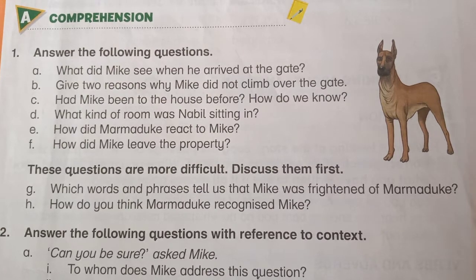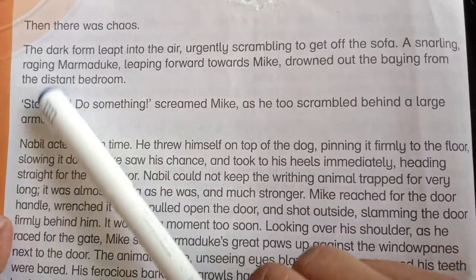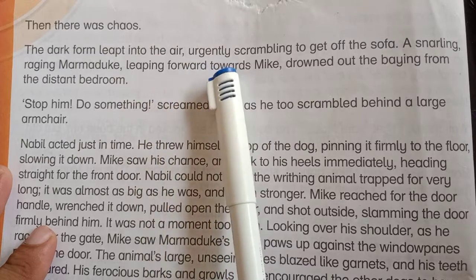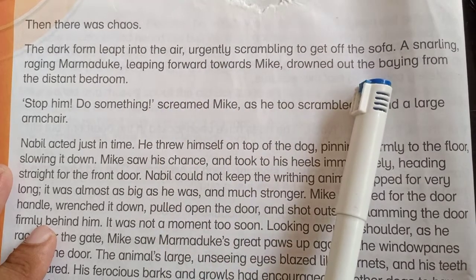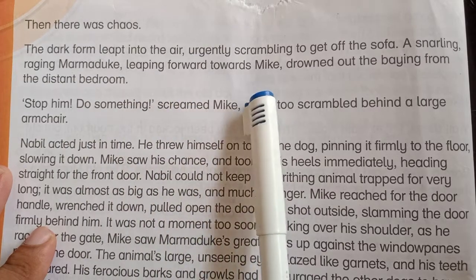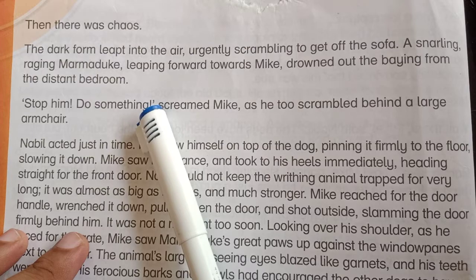his presence. You'll find the answer on page number 18, where it's mentioned that then there was a chaos. The dark form leapt into the air, urgently scrambling to get off the sofa. A snarling, raging Marmaduke, leaping forward towards Mike, drowned out the baying from the distant bedroom.